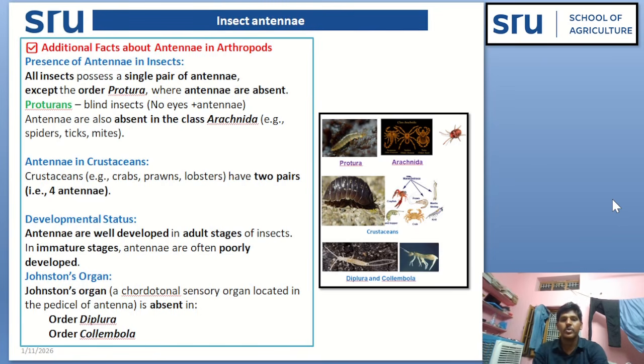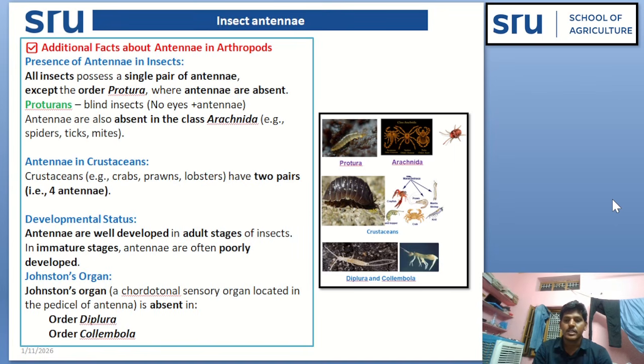Additional facts about antennae in arthropods: all insects possess a single pair of antennae except the order Protura. In Protura, there are no antennae. Proturans are blind insects. They do not possess eyes and antennae. Antennae are also absent in the class Arachnida. That is, in spiders, ticks and mites, there is no antenna.